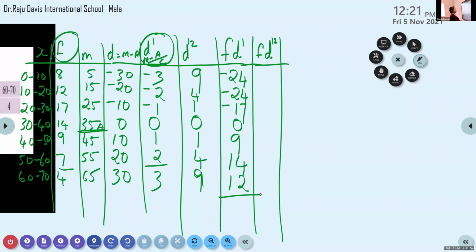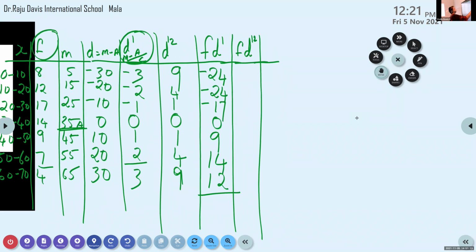Now find the total of this because we need sigma FD dash. Next column. FD dash square. So D dash square is given here. Okay, F is given, so you can find it.